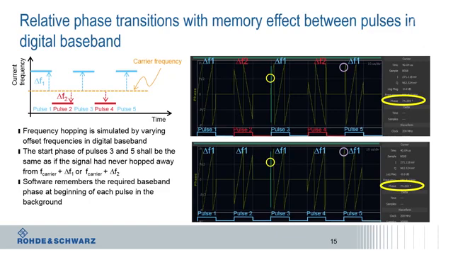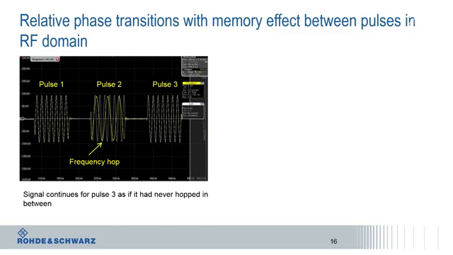If we look at the third pulse, and if we look in the yellow circles, we can see that the phase of these pulses is exactly the same phase as if the signal had never hopped away. So this is how it looks in the digital baseband domain, how we generate the signal. Now let's look at the same example and how it looks in the RF domain.